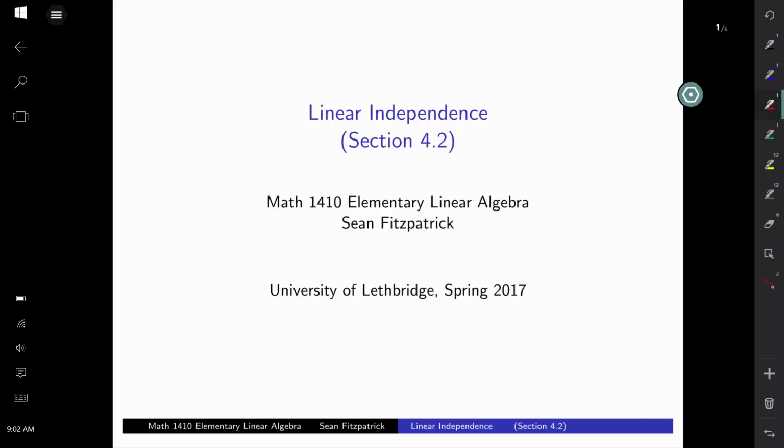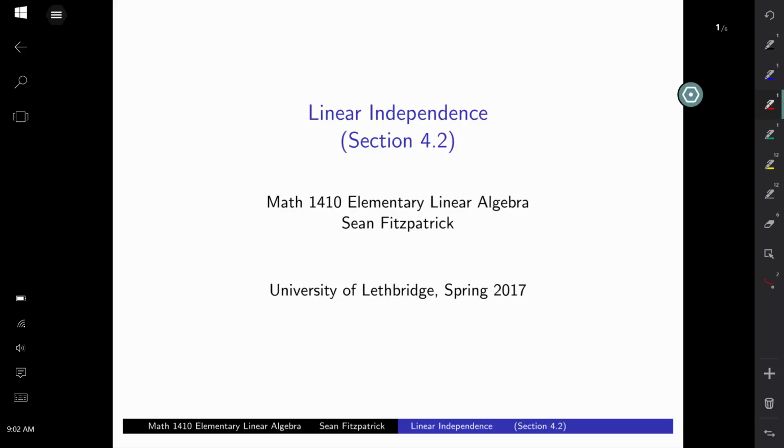Alright, so now we're going to move on to the next of the major concepts that's discussed in section 4.2, which is linear independence. These concepts of span and independence are two of the primary ideas that drive most of the theory in linear algebra. Most problems in linear algebra can be understood in terms of span and independence. They are fundamental concepts to the entire subject area.